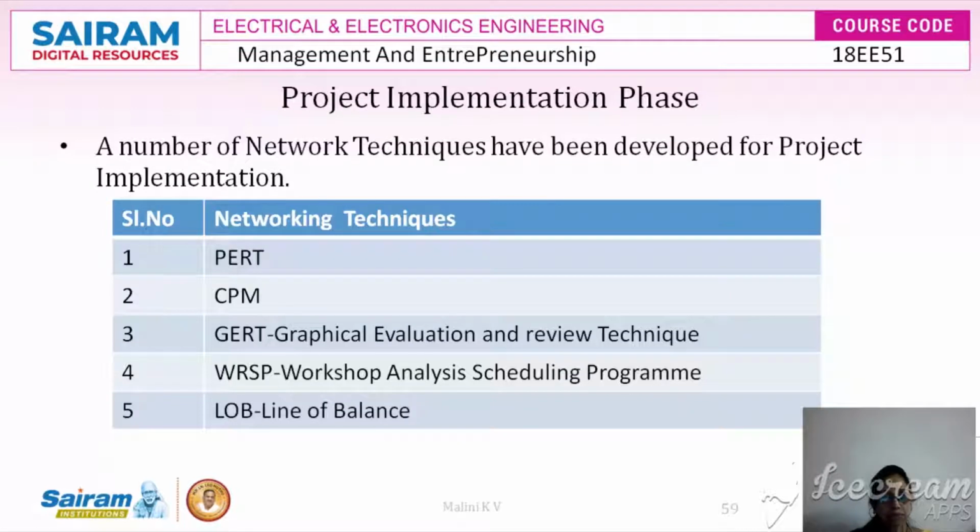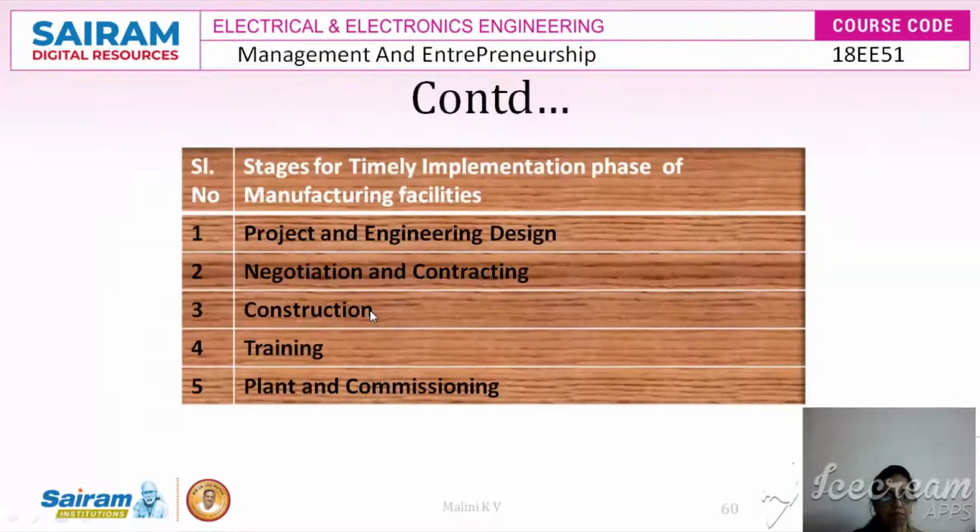Some of the networking techniques are PERT, CPM, GERT, that is graphical evaluation and review technique, WRSP, that is workshop analysis scheduling program, and LOB, which is line of balance. Out of all these five networking techniques, two are very popular. They are PERT and CPM. PERT is program evaluation and review technique, and CPM is the critical path method.